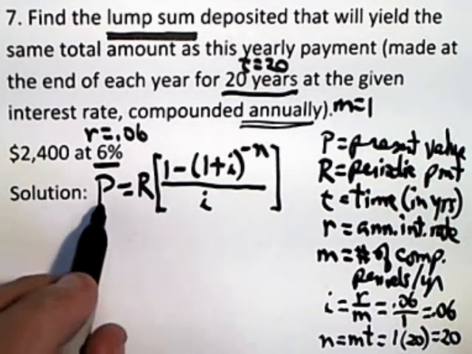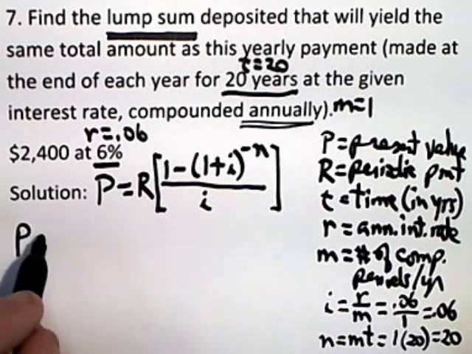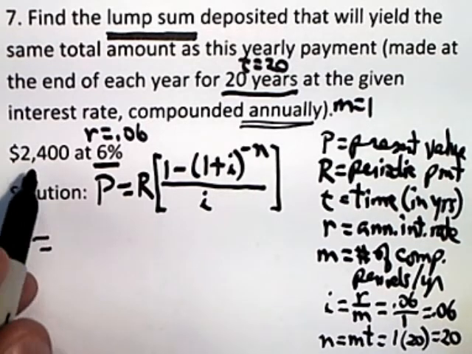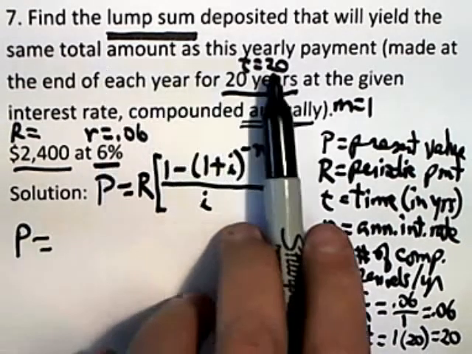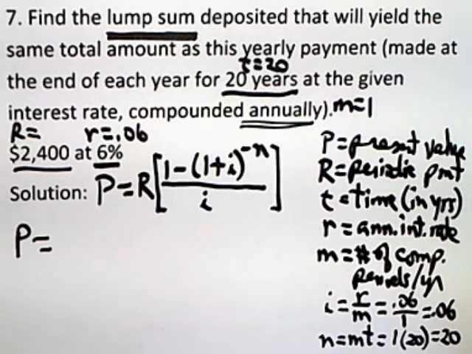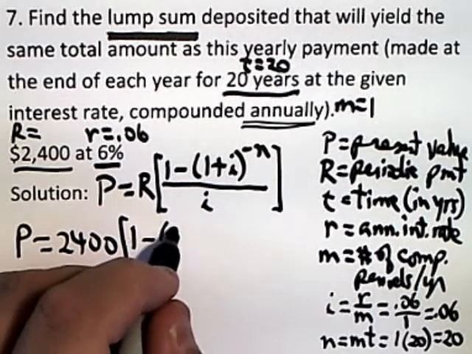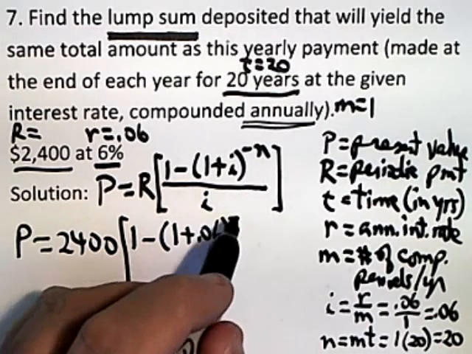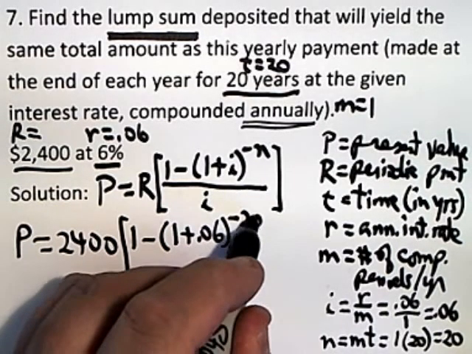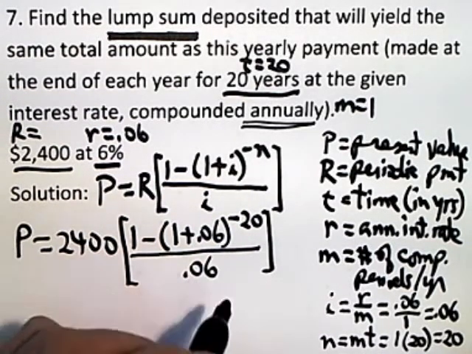The present value is the lump sum, what you start with. So we're looking for that. The periodic payment, I guess I didn't say what that was. That's the $2,400. It says the yearly payment made at the end of each year. That's the capital R. So that's $2,400. And you've got 1 minus the quantity 1 plus little i, which we decided is 0.06. Now there's a negative exponent, so it's minus little n, which we decided was 20. So it's negative 20. And then all of that is divided by 0.06.